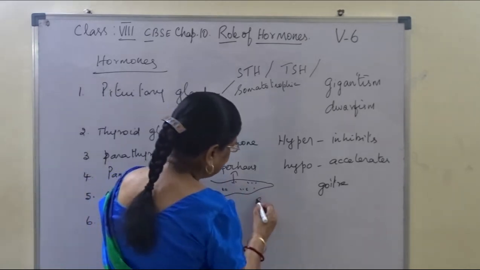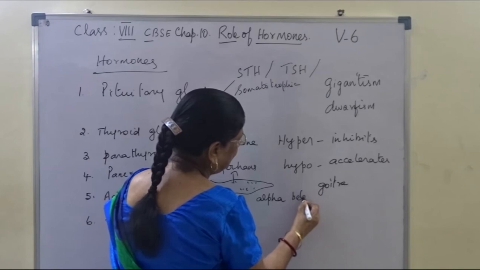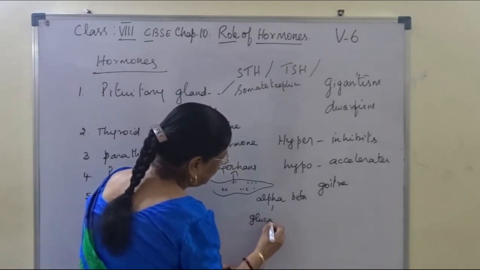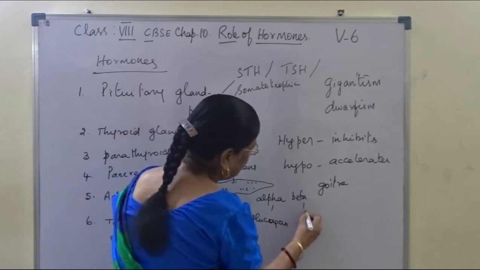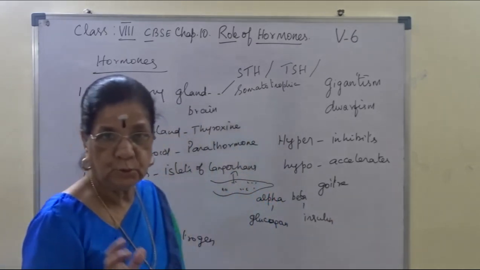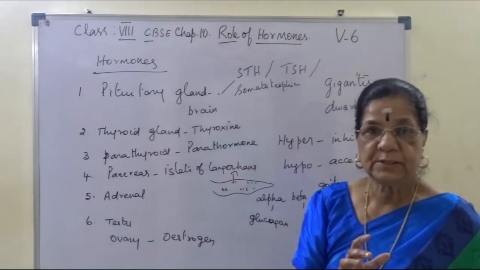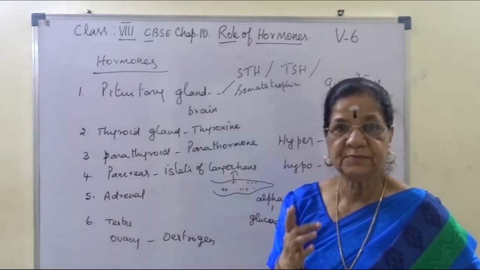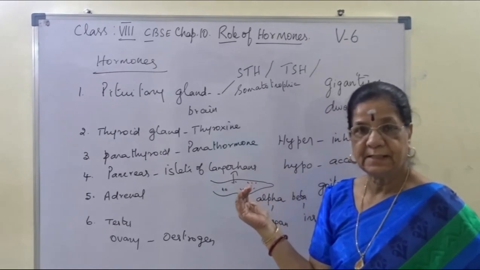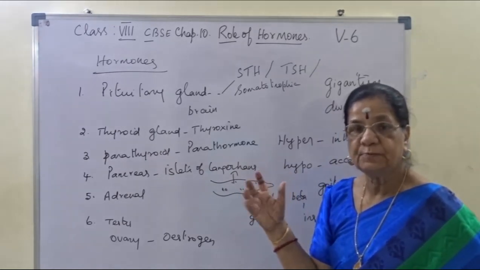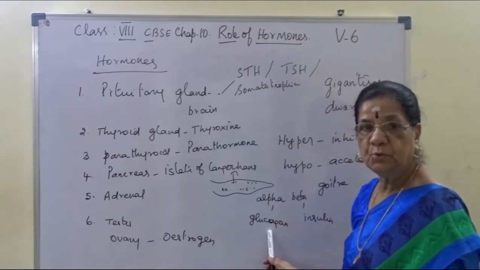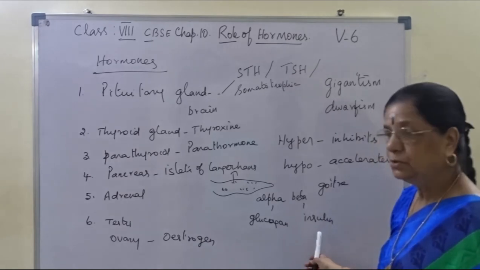These islet cells are formed of two types of cells: alpha cells and beta cells. Alpha cells secrete the hormone glucagon and beta cells secrete the hormone insulin. The pancreas is a dual gland, acting both as exocrine and endocrine pancreas. The exocrine pancreas secretes digestive enzymes, whereas the endocrine pancreas is called the islets of Langerhans.